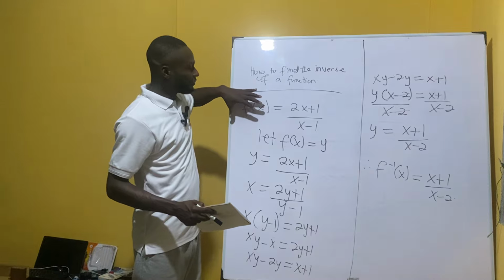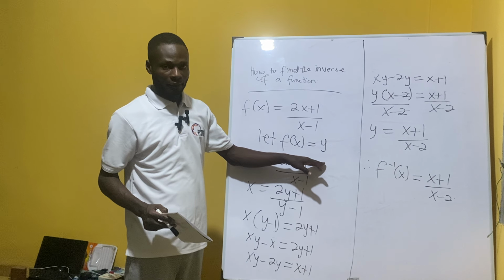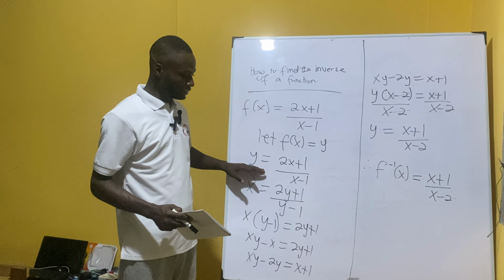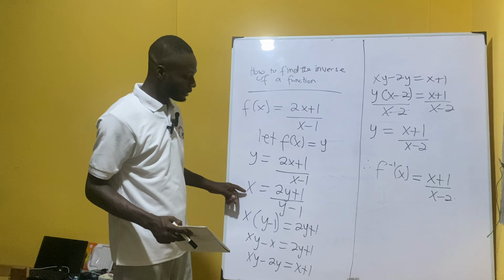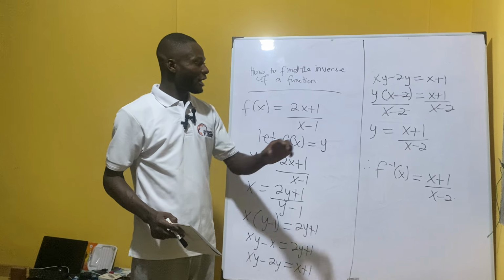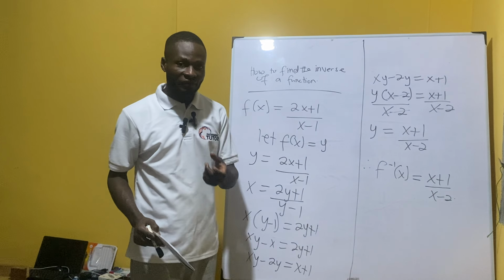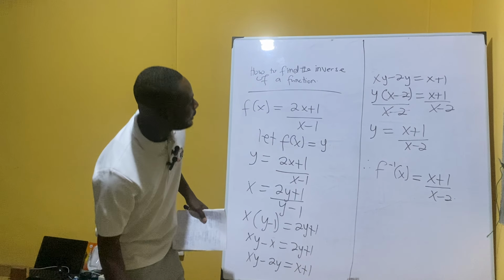When you have the function, first let the function equal a variable y. After that, interchange the position of the x and the y. Then make sure you make y the subject. After making y the subject, whatever result you have becomes the inverse of the particular function. Good. So let's look at the next problem.